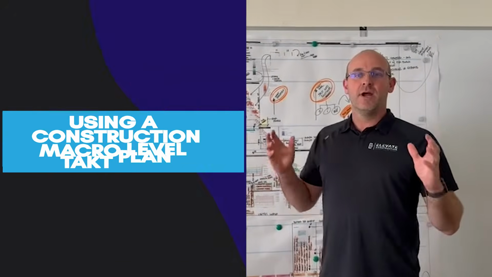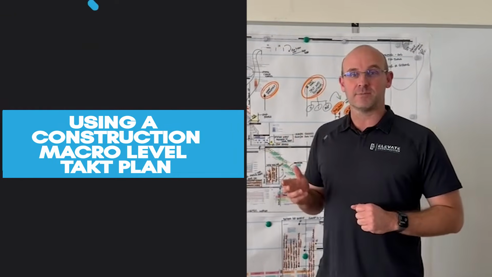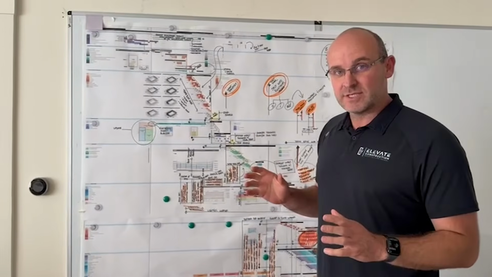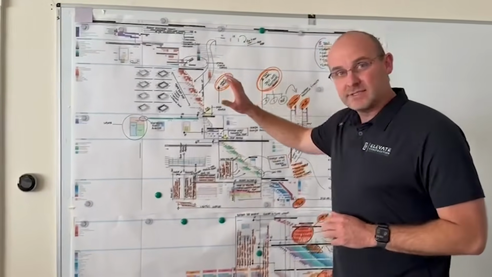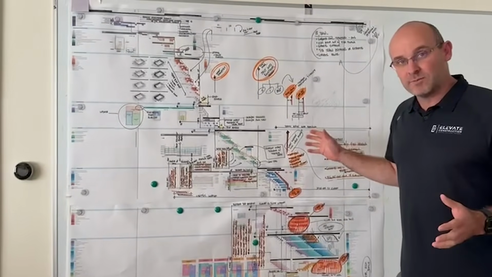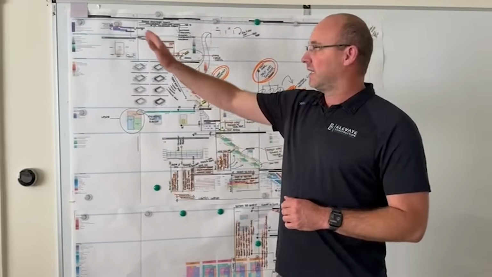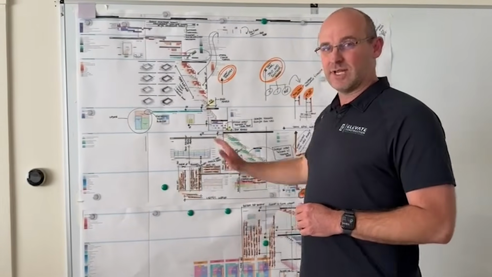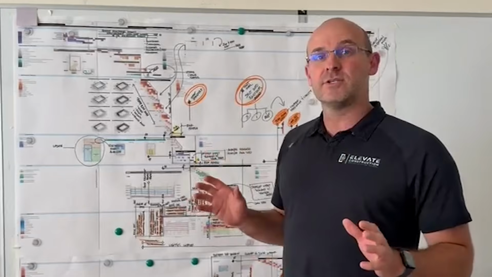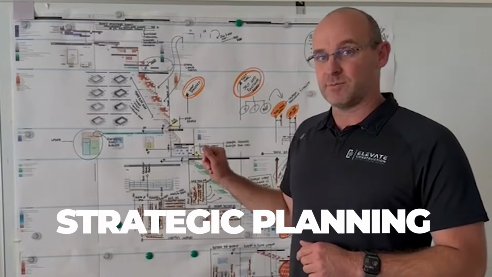In this video, I want to show you the real utility of a macro level takt plan. So I'm on a project site in California, and this is the macro level takt plan. You can see it's printed out on one page, even though it's a large page. And it's not just to set a start and end milestone and intermediate milestone. It's not just to see the entire project, but it's really for strategic planning.